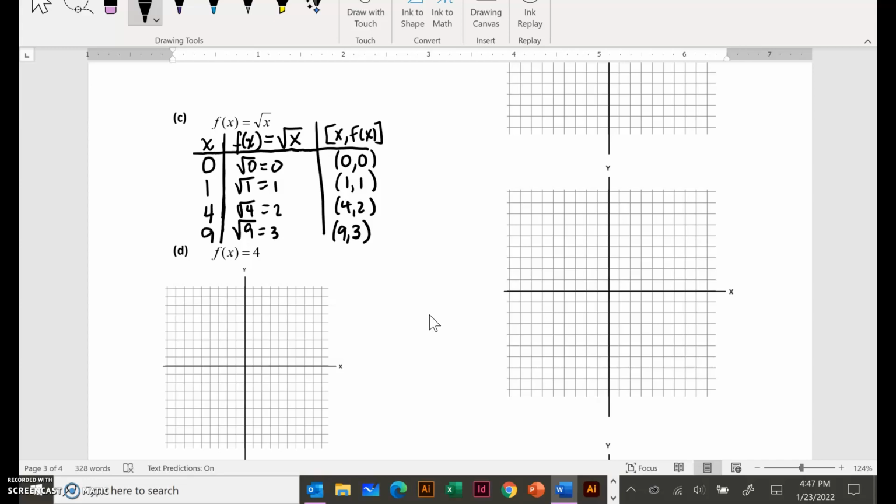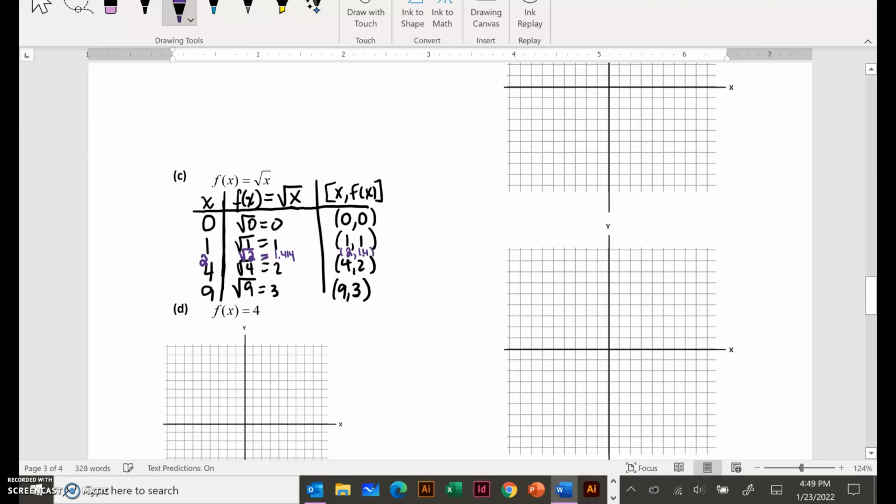Now, if you had plugged in 2, let me insert 2 in here. We plugged in 2. We have the square root of 2 equals what? So use your calculator to determine what the square root of 2 is. Now the square root of 2 is 1.414, something like that, approximately 1.4. So (2, 1.4) is a point.